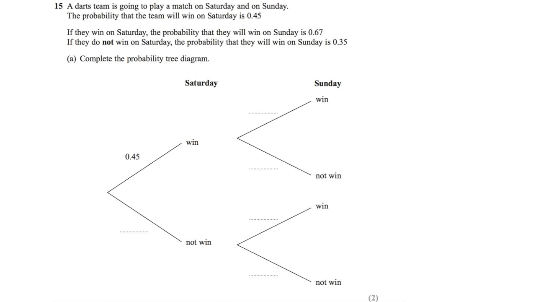We all know that probabilities add up to 1, so this should be 0.55. If they win on Saturday, the probability that they win on Sunday is 0.67. Therefore, this is going to be 0.33. And if they do not win on Saturday, the probability that they're going to win on a Sunday is 0.35.